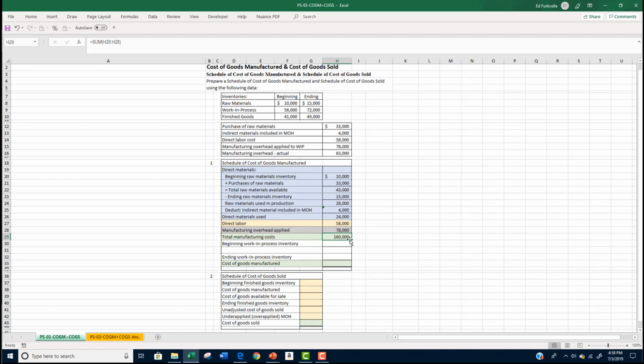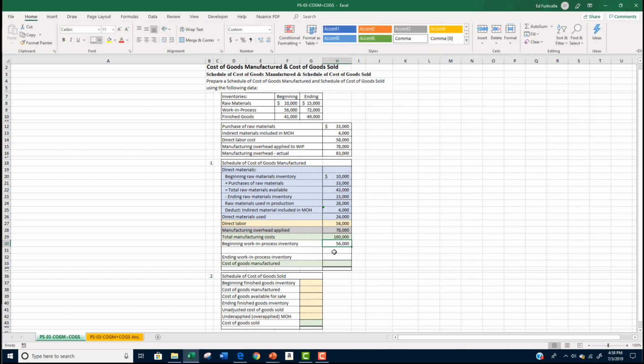Now, the next step is to move to the work in process category. Note how we add beginning work in process to the 160. We take 160, add 56 to it, and we say, okay, now we're at 216,000.